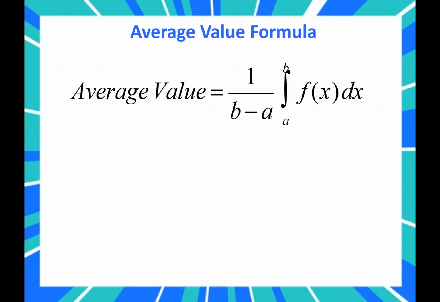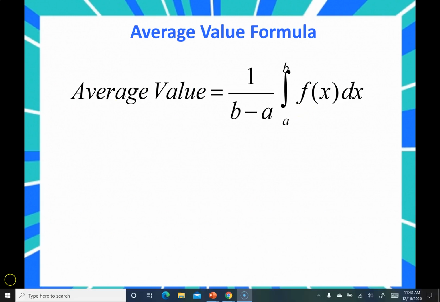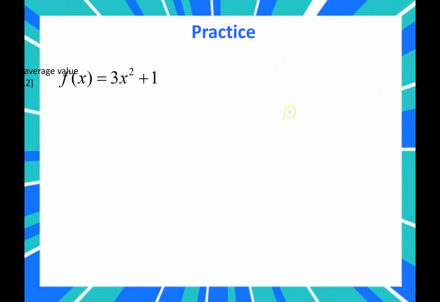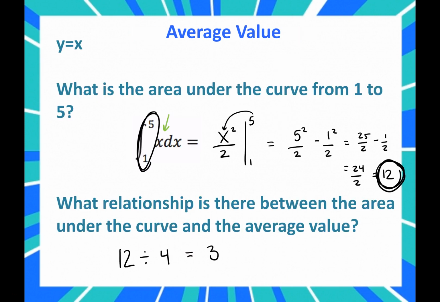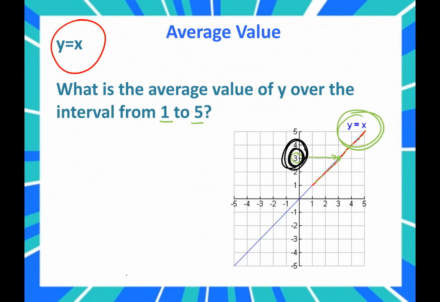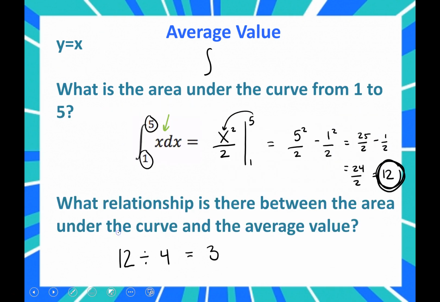In order to calculate the average value, we calculate the integral of that function. Notice that we have our lower bound right here and our upper bound here. And then in front, we have a fraction of 1 over b minus a. So let's go back to this, and you can see that we literally have the integral from 1 to 5, because that's what this problem said, of your f of x, because that's what our function was.